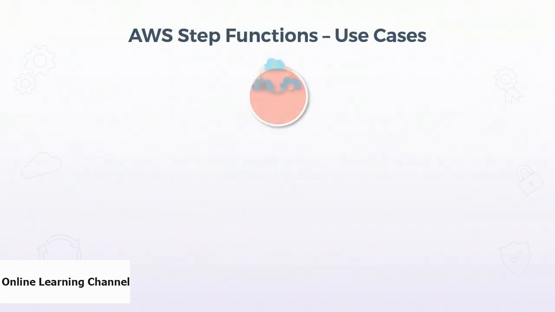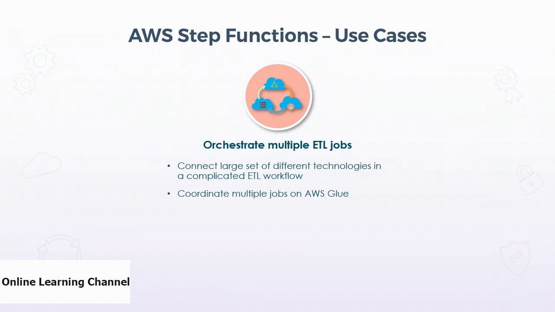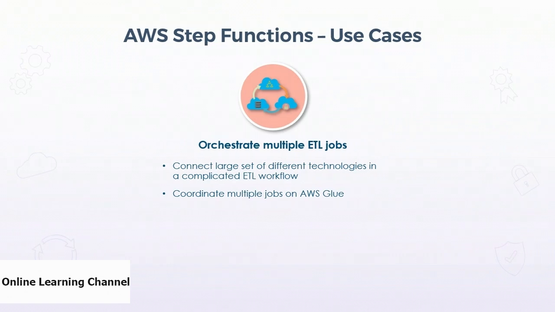Another use case for AWS Step Functions is to be able to orchestrate multiple ETL jobs. The Step Functions can be used to orchestrate multiple ETL jobs that involve a large set of technologies connected in a complicated workflow. The Step Function can also be used to coordinate multiple jobs on AWS Glue. For example, one of the jobs could be to process sales and marketing data from Amazon S3 independently, and another job to join these datasets.